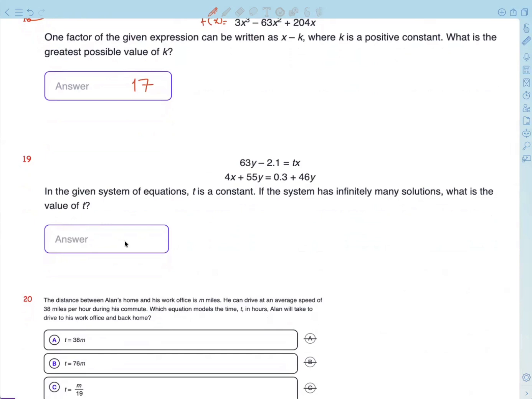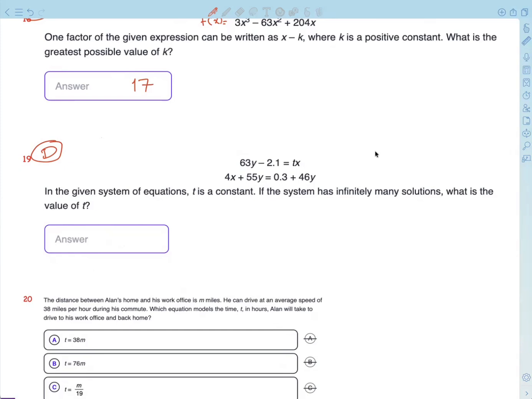63y minus 2.1 equals tx. And we have 4x plus 55y equals 0.3 plus 46y. In the given system of equations, t is a constant. If the system has infinitely many solutions, what is the value of t? I think it's better to use Desmos. It will save a lot of time if you answer it with Desmos.